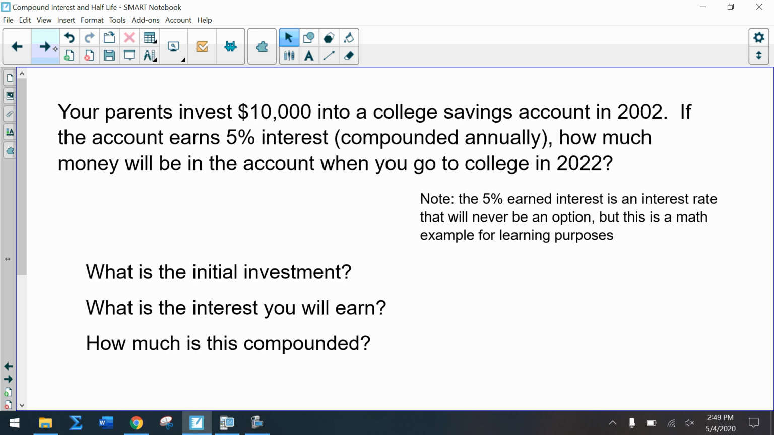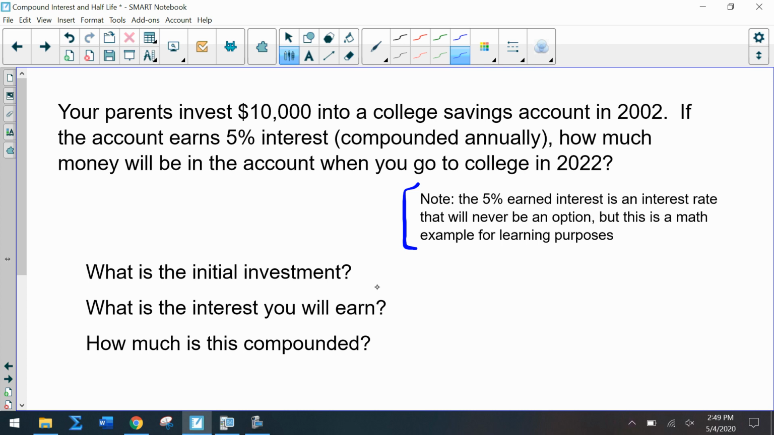Okay, so your parents invest $10,000 into a college savings account in 2002. If the account earns 5% interest compounded annually, so each year you're going to have a new starting amount, how much money will be in the account when you go to college in 2022? And I just want to note 5% earned interest is a very high interest. Just choosing this number for the sake of math class.